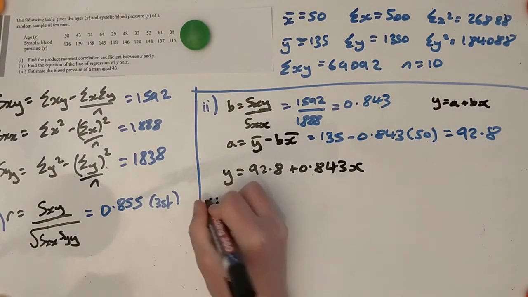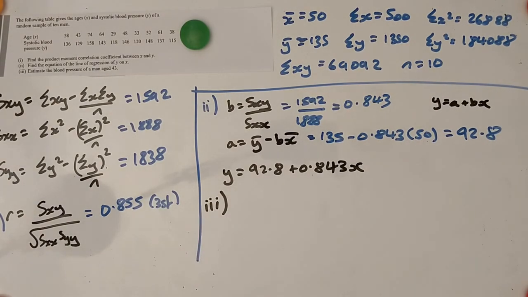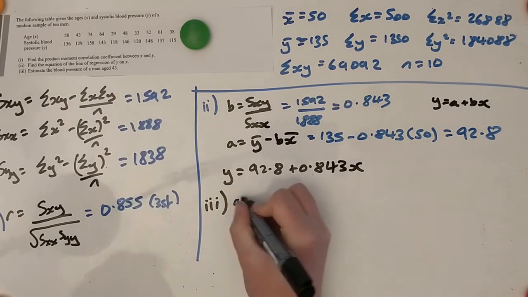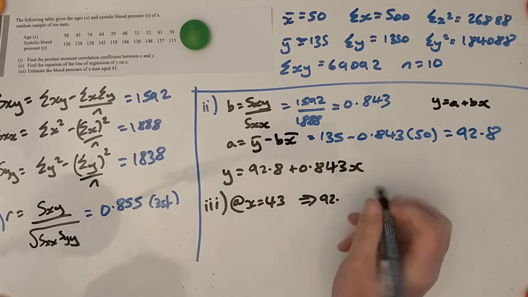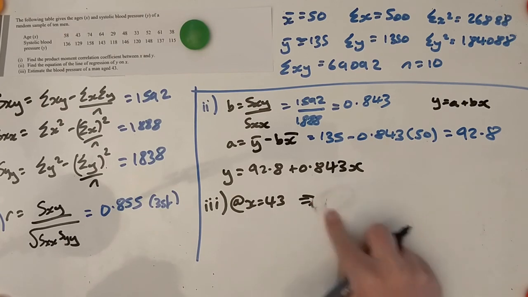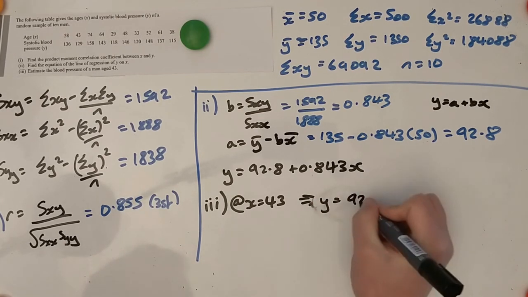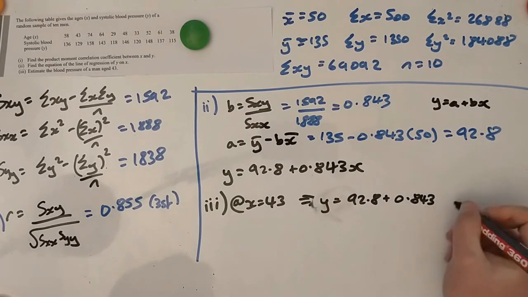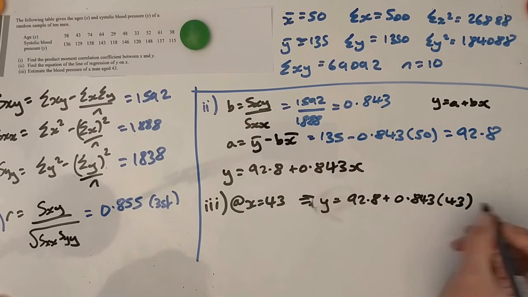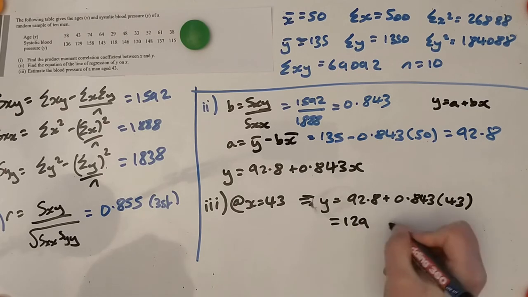And then part 3, estimate the blood pressure of a man aged 43. This is fine because it's interpolation, not extrapolation. So at x equals 43, I've got y equals 92.8 plus 0.843 times by 43, and that gives me 129 to 3SF.